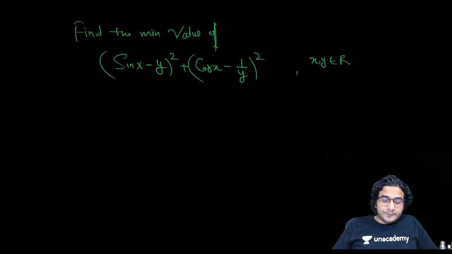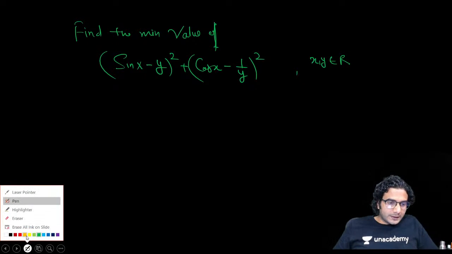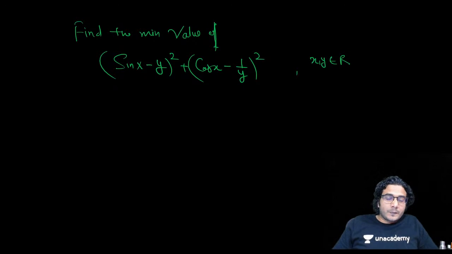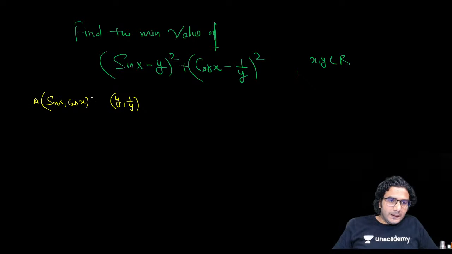Got it? Getting any idea how to do it? What is this written? See, if I take one point as sine x comma cos x, because x is a parameter, so you can say sine alpha, cos alpha, and the other point as y comma 1 upon y. This is say A, this is point B.